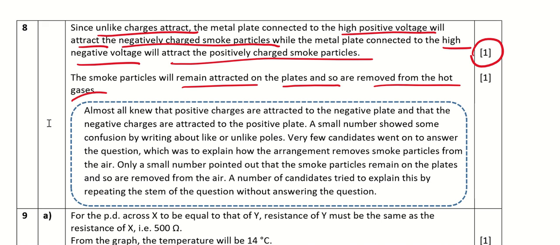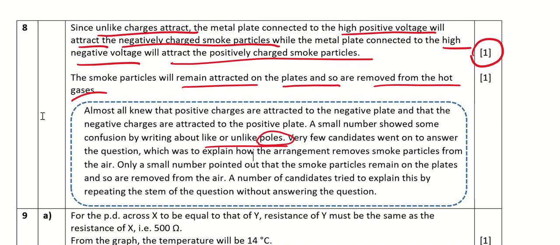Okay, so look at the comments. Almost all knew that positive charges are attracted to the negative plate and that the negative charges are attracted to the positive plate. I think this one a lot of people know. A small number showed some confusion by writing about like or unlike poles. We are not talking about magnets. Okay, so like that will get your marks deducted.